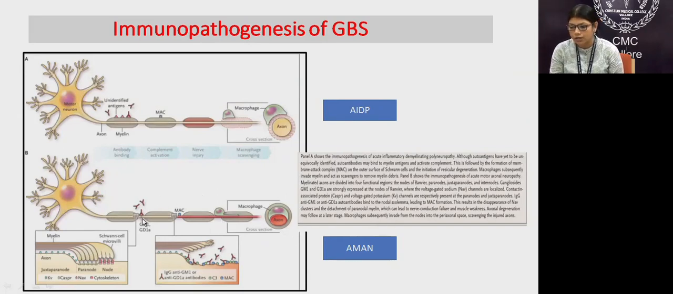So when there are antibodies against those proteins, like in the nodes of Ranvier, the main gangliosides are GM1 and GD1a. So when there are antibodies against those, then again the complement membrane attack complex will form. Then the complement mediated destruction occurs, and then the axonal degeneration will start occurring even before the myelin degeneration occurs. So that is the classical way of presenting the acute motor axonal neuropathy.